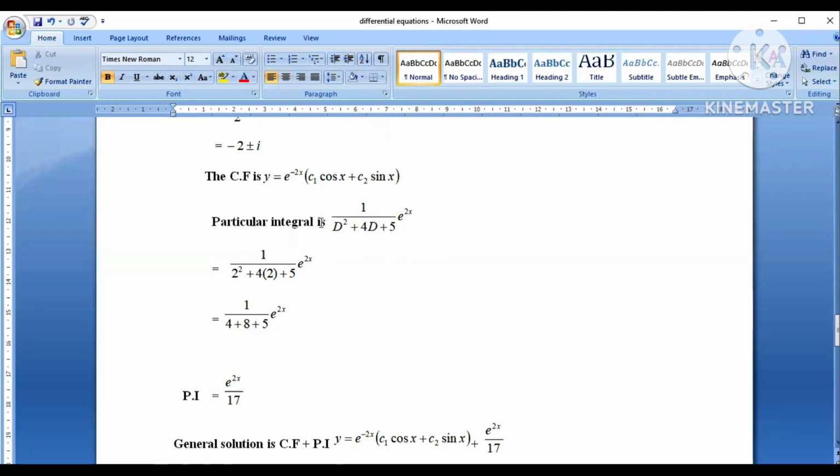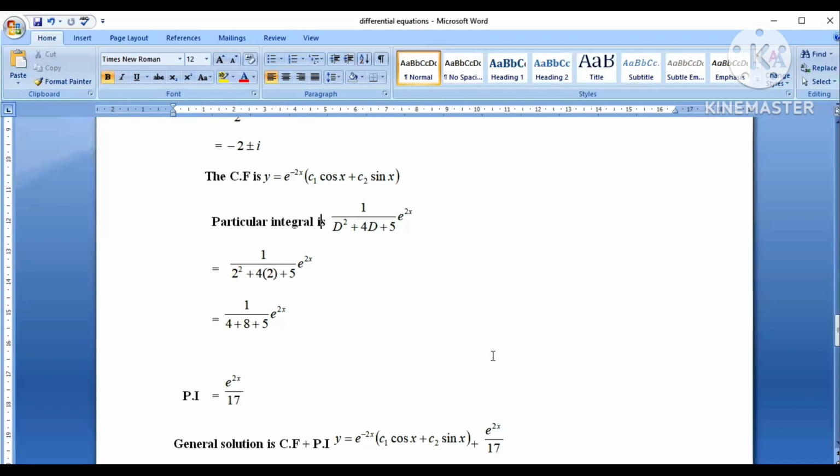So for exponential, you have to apply d is equal to 2. So 1 divided by 2 square plus 4 into 2 plus 5 into e power 2x. So 1 divided by 4 plus 8 plus 5 into e power 2x is equal to e power 2x divided by 17. So the general solution is complementary function plus particular integral: y is equal to e power minus 2x into c1 cos x plus c2 sin x plus e power 2x divided by 17.